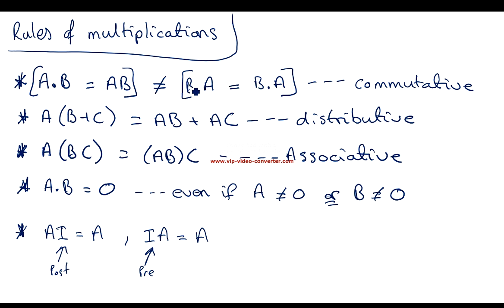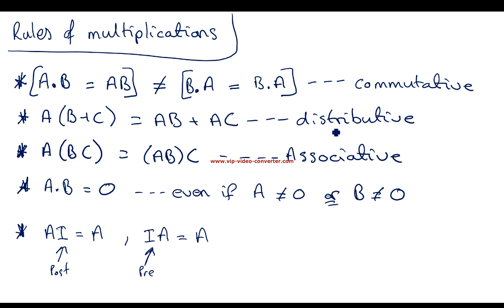So they're not commutative. Whether you multiply B by A at the start, or you multiply A by B at the start, you will get a different matrix at the end. So they're not commutative. Okay, so you see that they're not equal.